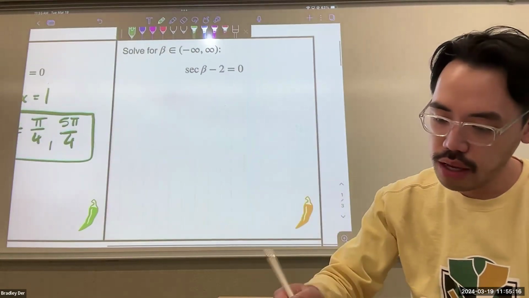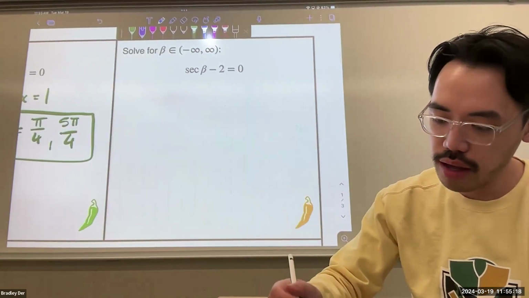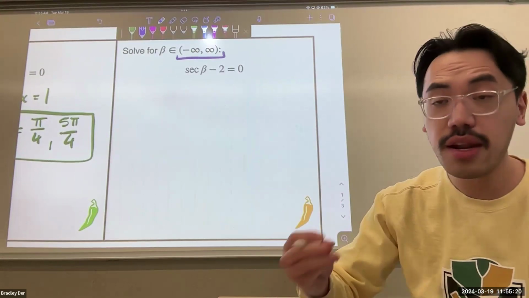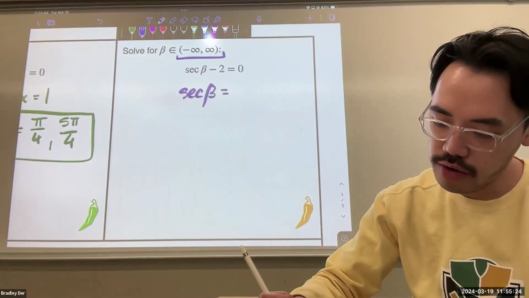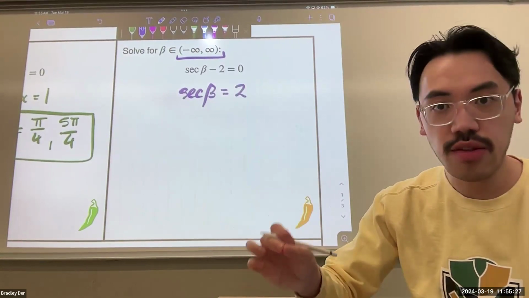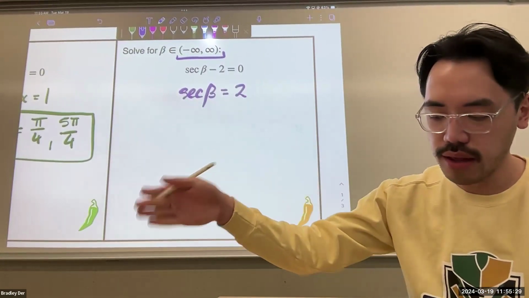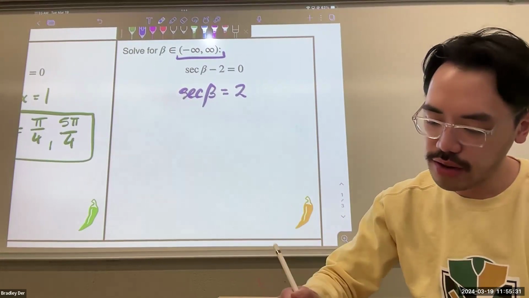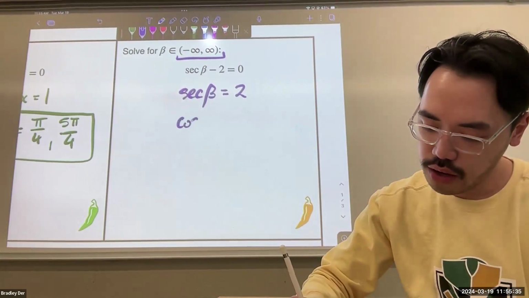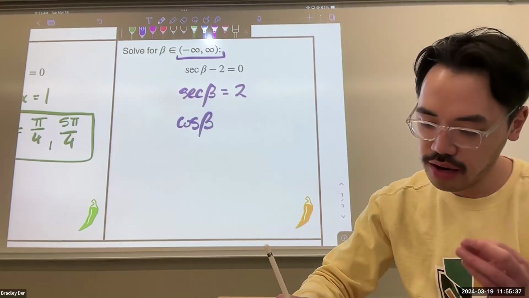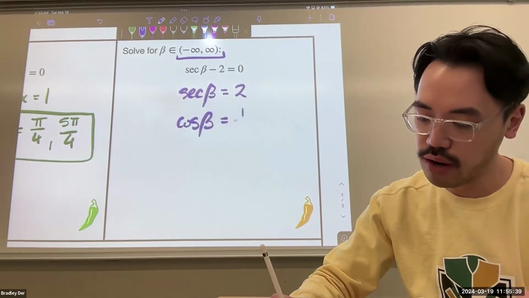For the yellow, solve for beta between negative infinity and infinity. We're solving for all reals. So I'm going to do a similar thing here. We're going to isolate the trig function. So we're going to add the 2 from the left to the right. So secant of beta is equal to 2. And then take the reciprocal of both sides. So the reciprocal of secant is cosine. The reciprocal of 2 is 1/2.